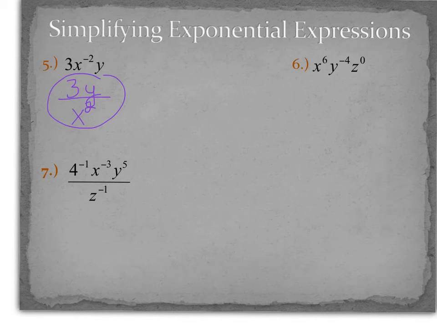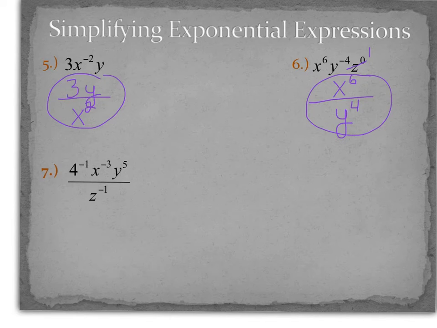In number 6, let's draw a fraction line. The x has a positive exponent, it will stay where it is. Y has a negative, so it moves to the denominator. And remember, anything to the 0 power is 1, and 1 times x to the 6 is just x to the 6. So that's my answer.